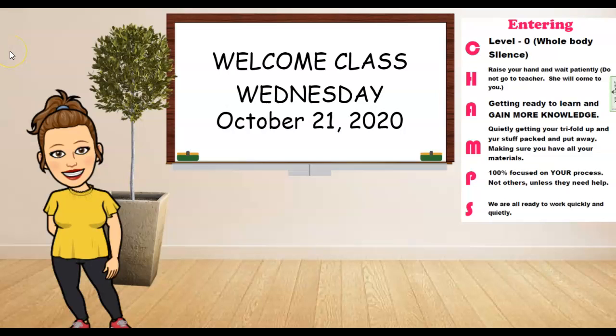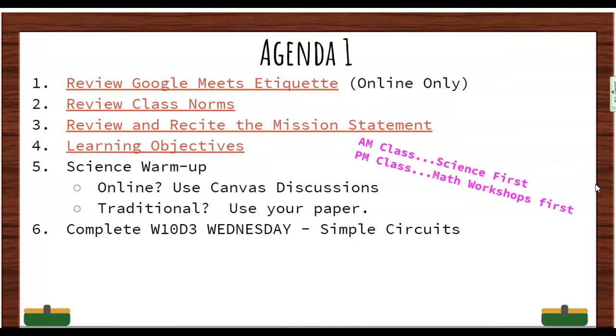Today is Wednesday, October 21st, 2020. All right, our agenda today is to review the Google Meets etiquette, review class norms, review and recite the mission statement, our learning objectives, do our science warm-up, and then work on simple circuits.